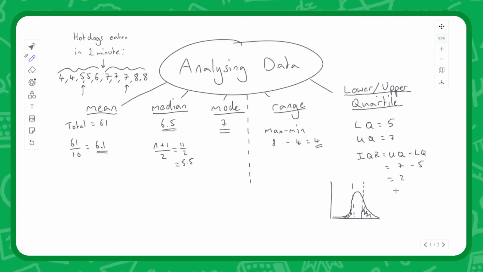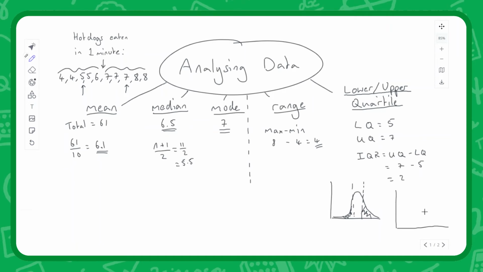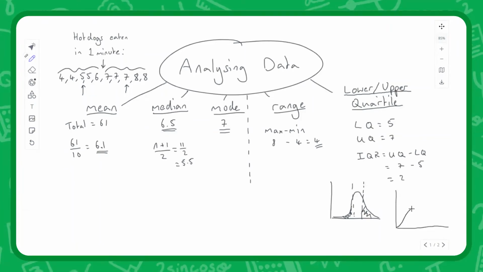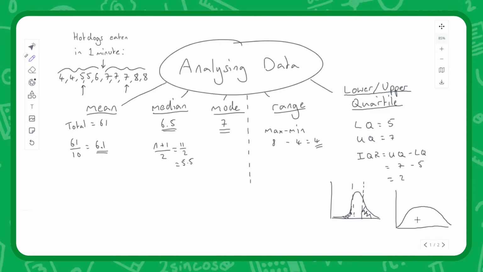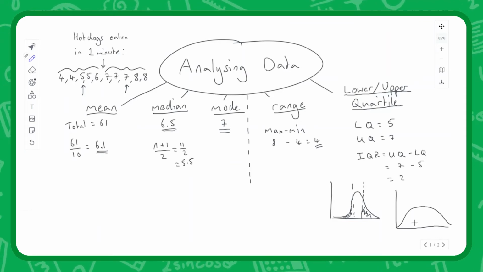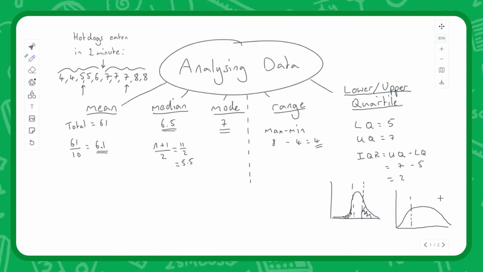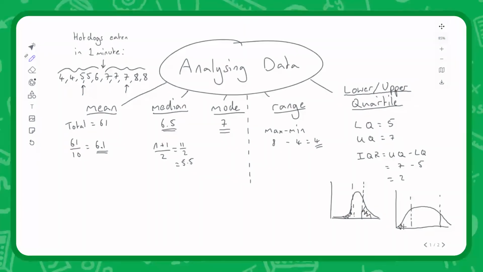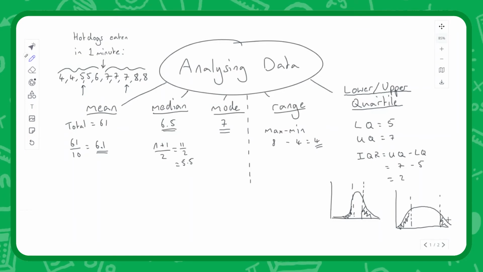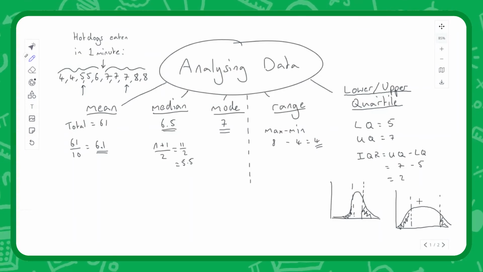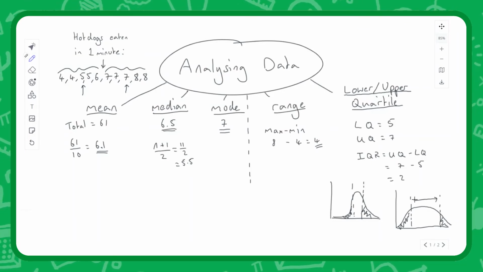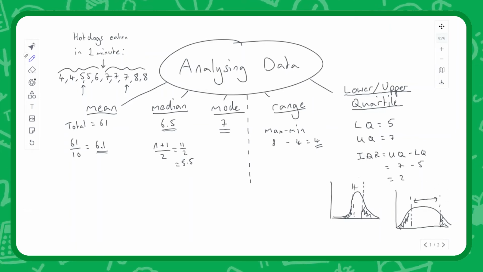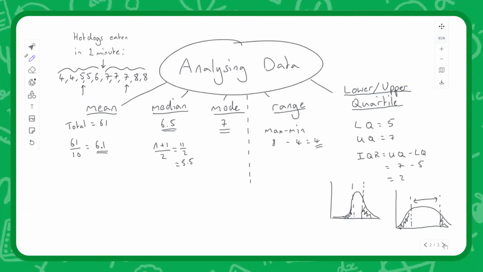If we had another class with much more discrepancy in our heights, we might have a graph that looks more like this, way more spread out, and so our interquartile range is going to be much wider. There are still a few short students and a few tall students, but a much wider range of our students are in this interquartile range. So it's a very convenient way of looking at how spread out our data is.